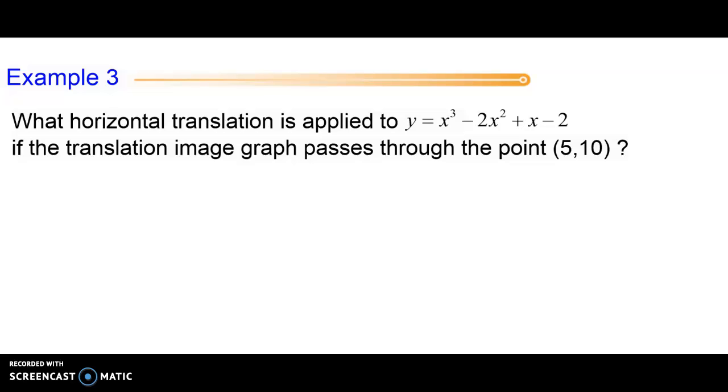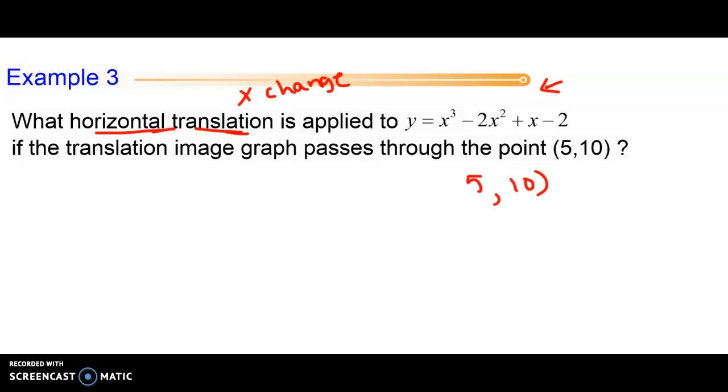This is example 3, section 1.1, horizontal and vertical translations. We are looking for the horizontal translation that is applied to this cubic if the translation image graph passes through the point. So the first thing I want you to realize is that if a horizontal translation occurs, the x value changes, so the x will change, but the y will stay the same as you go left and right.